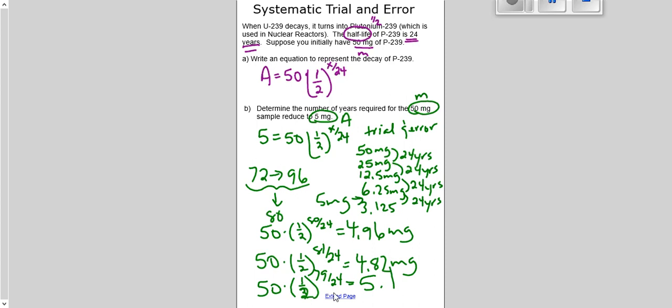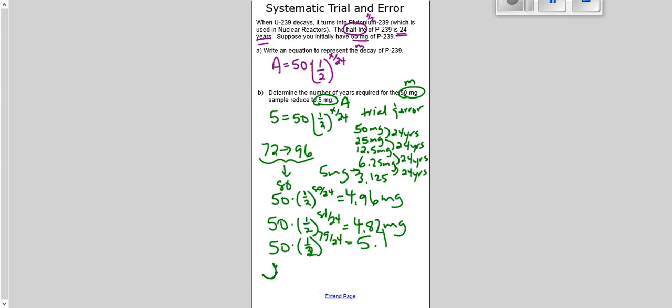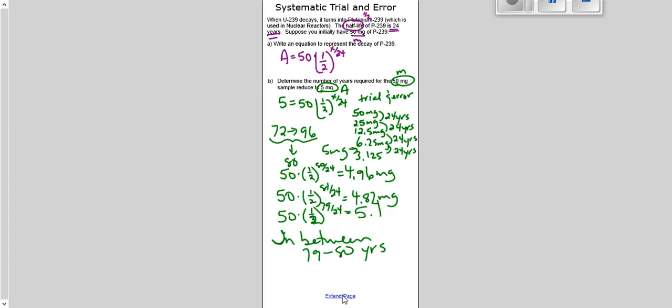So it must be somewhere in between 79 to 80 years that it would decay to 5 milligrams. All right, so it's just systematic trial and error to answer these types of questions if you're looking for an exponent. If you're not looking for an exponent, then you can just plug the number in and get your answer. But unfortunately, finding an exponent is always messy.